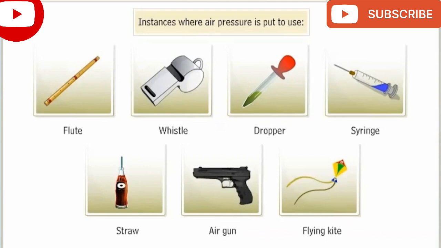The sounds produced by instruments like the flute and whistle. The use of droppers and syringes to measure and administer liquid medicines. Straws to suck in liquid. Air guns to fire out pellets. Flying kites, etc. work on the property of air pressure.